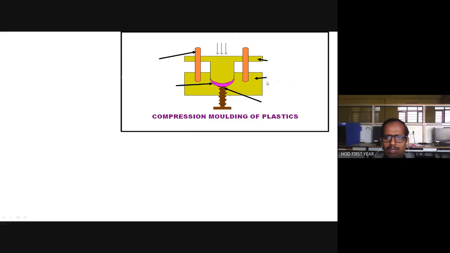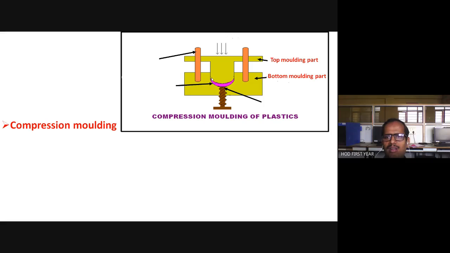So this is the diagram for the mold. It consists of two major parts in compression molding. First is the top molding part. So this whole part is called the top molding part. And this is the bottom molding part. And here we have cavities. This is called the die. Here we have cavities according to the shape to be given.